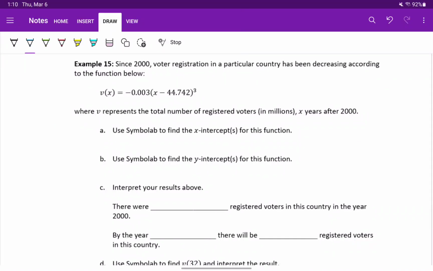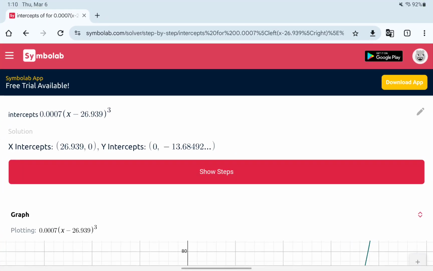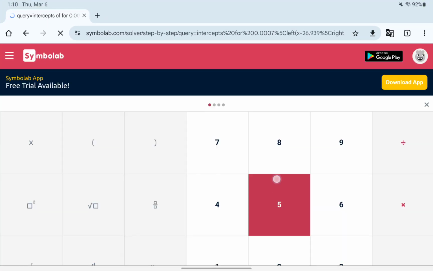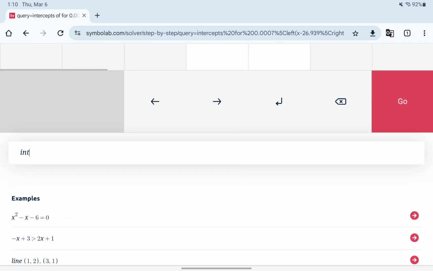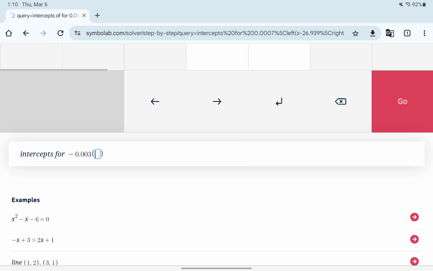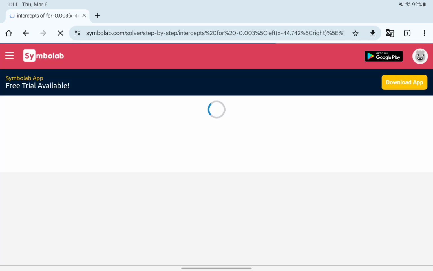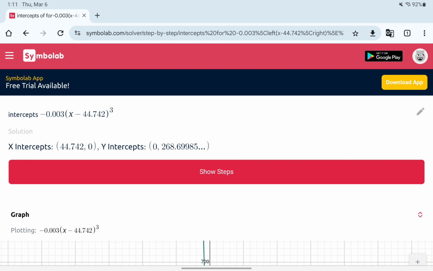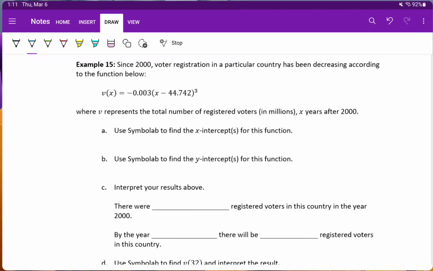In the last example, since 2000, voter registration in a particular country has been decreasing according to this given function, where V represents the total number of registered voters in millions, x years after 2000. We want to use Symbolab to find the x and y intercepts for this function. With the last example, we only wanted the x-intercept. Now we'll be interested in both of those results. And we end up with a single x and a single y intercept.